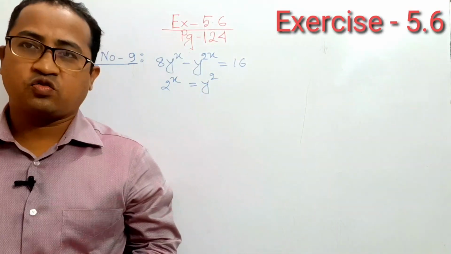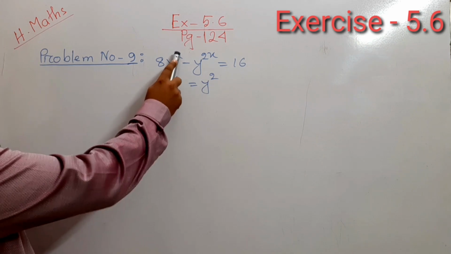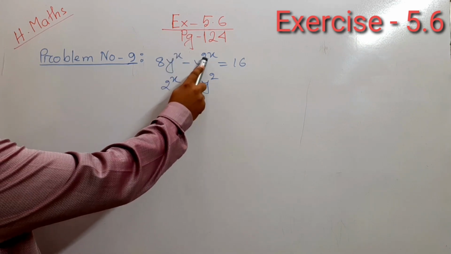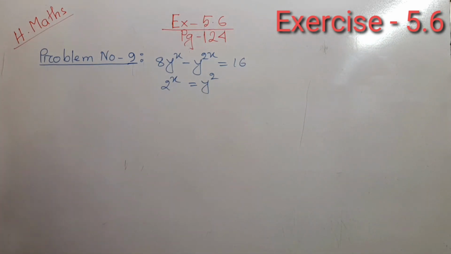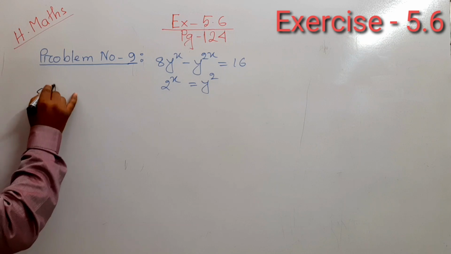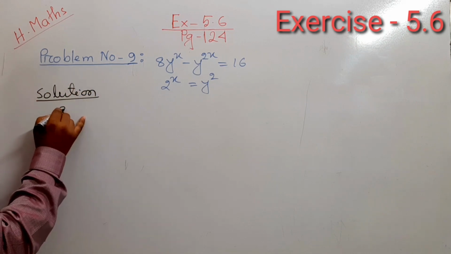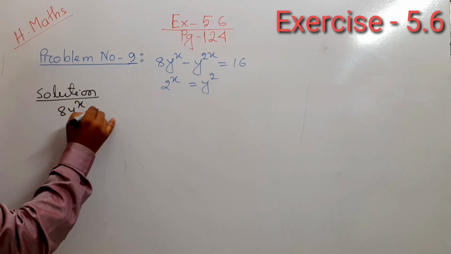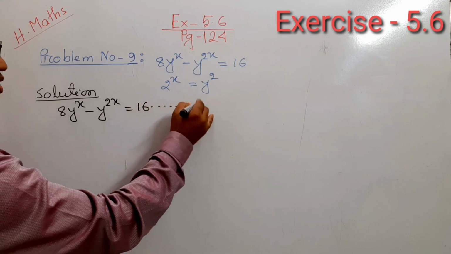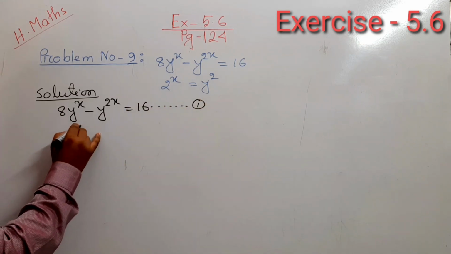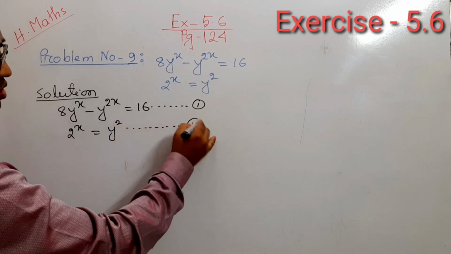Now the last question, that is question number 9. 8y to the power x minus y to the power 2x equal to 16, and 2 to the power x equal to y square. So let us start the solution. It is given 8y to the power x minus y to the power 2x equal to 16, equation number 1, and 2 to the power x equal to y square. This is equation number 2.